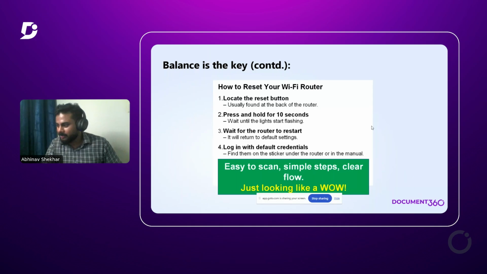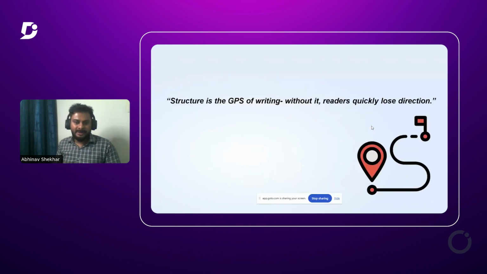So this document is easy to scan, with simple steps, and the flow is clear. It's not looking like a wall. This is what the balance is. I hope with this example it will be clear how to spot an under-structured document, an over-structured document, and a balanced document. Okay, now I think this is the last slide, I guess.